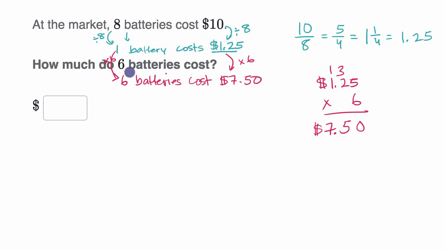Now, there's other ways that you could tackle this. You could say that, hey, 6 batteries is going to cost 6/8 as much as 8 batteries. But that's a little bit confusing, at least for my brain. I like to go just down to the unit cost, you could say, the cost per battery, and then multiply it by 6. It gives me more comfort in understanding what I'm doing.